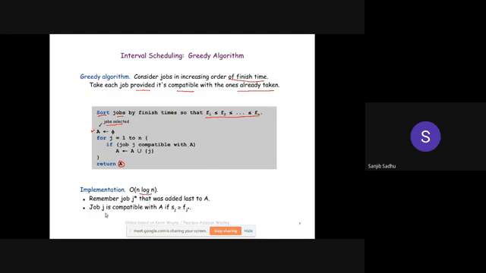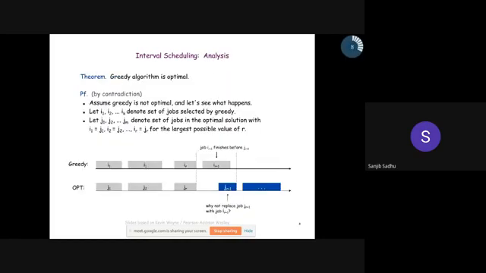Here, please remember that job j is compatible with A, as I have already said, if sj is greater than f. Now how can I prove that this is optimal? Basically the exchange trick is used to prove it. The trick is the exchange trick.